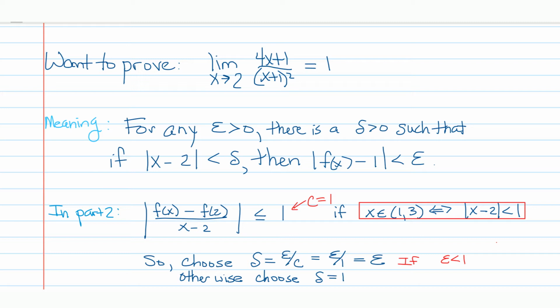So we said we can actually choose our delta to be equal to epsilon over 1, which is just epsilon, as long as epsilon is not bigger than 1. Why? Because we can't have delta be any bigger than 1, or else x is not in the interval from 1 to 3. So if epsilon happens to be a larger number, then we're just going to choose delta to be equal to 1 and everything will work out nicely.